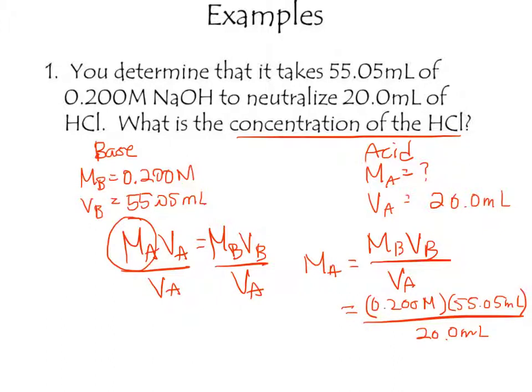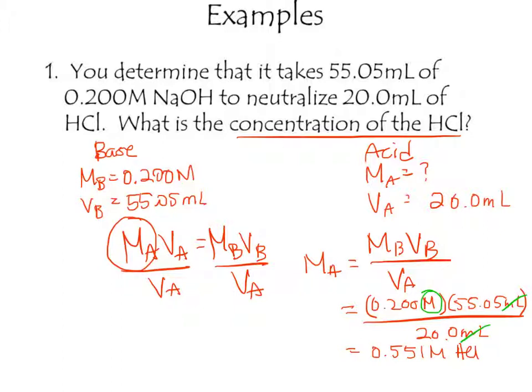So here are my numbers that I plugged in. Now let's make sure we can cancel out our units. Milliliters cancels out with milliliters, and we're left with capital M, which is molarity or concentration. And our final answer should be 0.551 molar HCl.